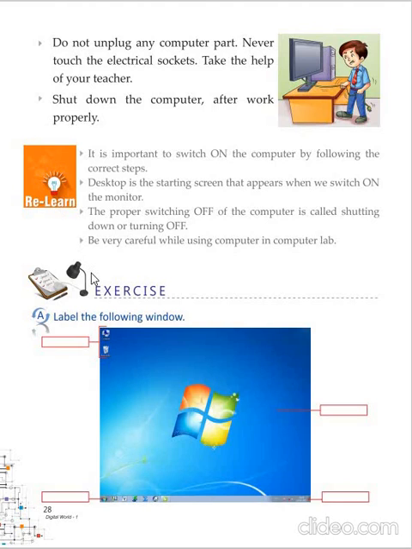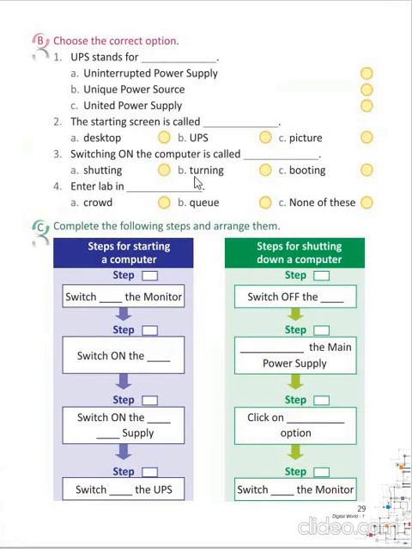Now come to the exercise. Children, here you have to label the following window. These are icons. This is the desktop. This is the start button. This is the taskbar.